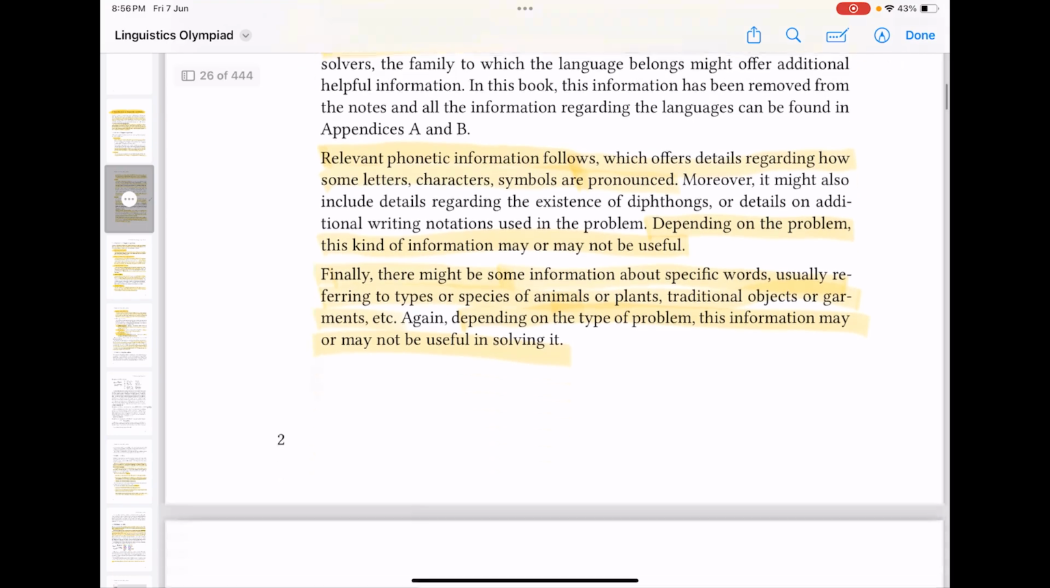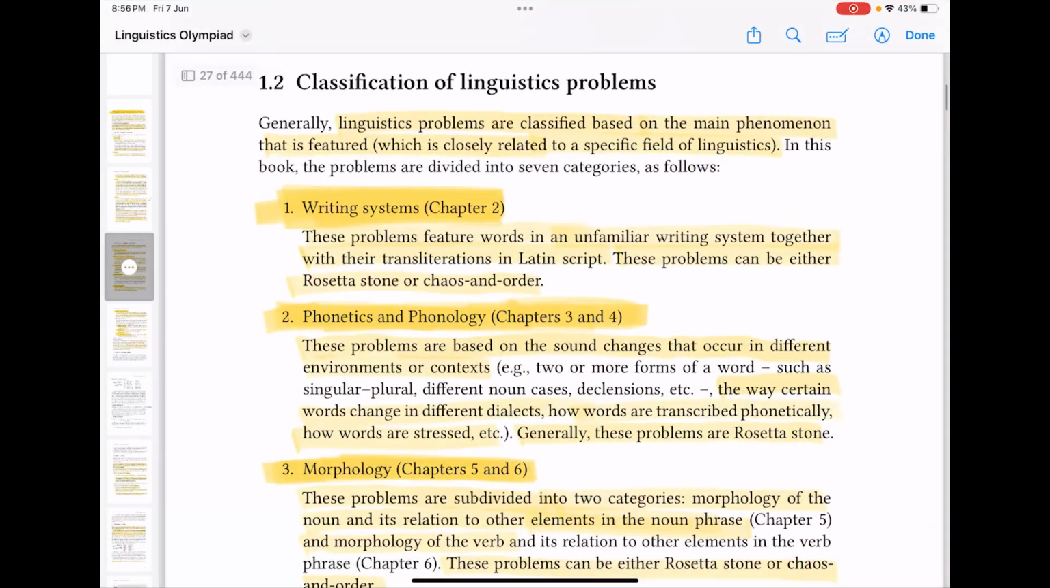So keep an eye on them. Now we can classify linguistic problems into several types. These are usually closely related to specific fields in linguistics. The first are the writing systems, also known as orthography.